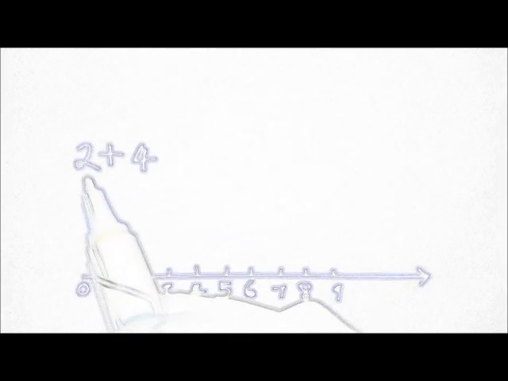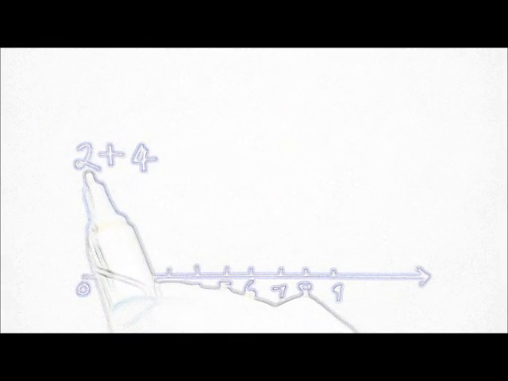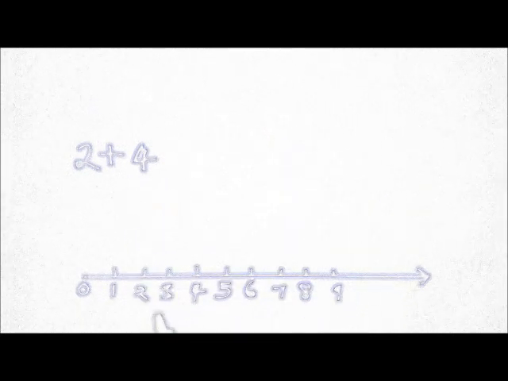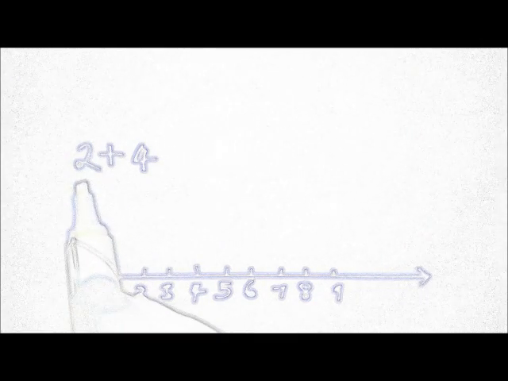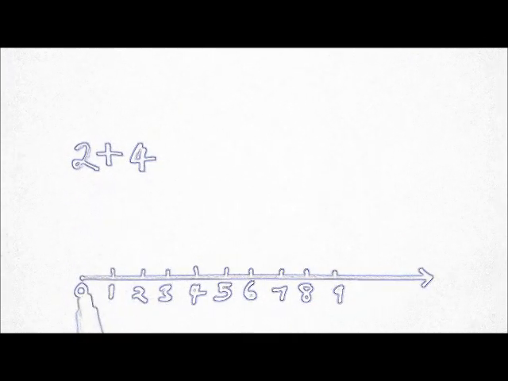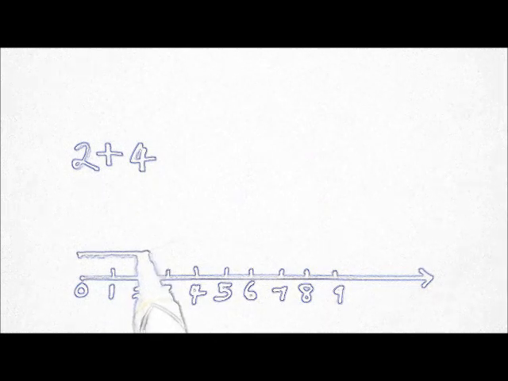Now, here is a question. How can we add 2 plus 4 using a number line? Well, we start with the number 2, and we start from 0. 0, 1, 2. So our first line will end at 2 there.